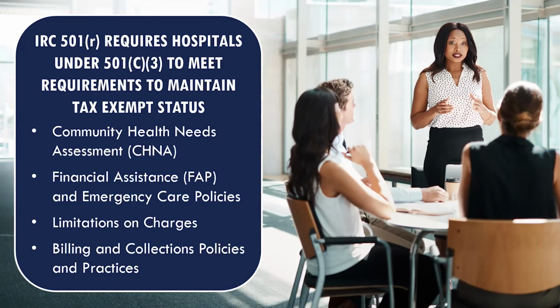Obviously, we're only going to talk about the first one today, but that is you need to conduct a community health needs assessment once every 3 years. You need to have a financial assistance policy and emergency care policy, and you need to make those policies publicly available to members in your community who may need to apply for financial assistance. There's some limitations on charges, which effectively say that you can't charge someone who is eligible for financial assistance more than you would charge someone who is not eligible for financial assistance, or who is paying via different methods.